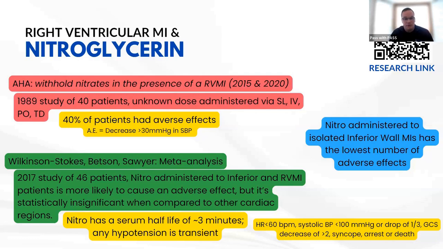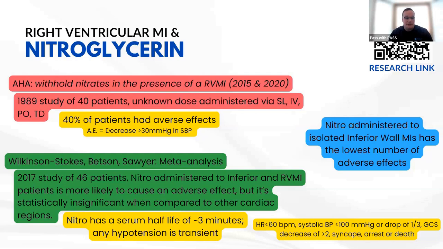So in 2023, Wilkinson, Stokes, Betson, and Sawyer did a meta-analysis, which is basically just a review of other research studies. And that included a study in 2017 of 46 patients. Nitro administered to inferior and right ventricular MI patients is more likely to cause an adverse effect, but it's statistically insignificant when compared to other cardiac regions.